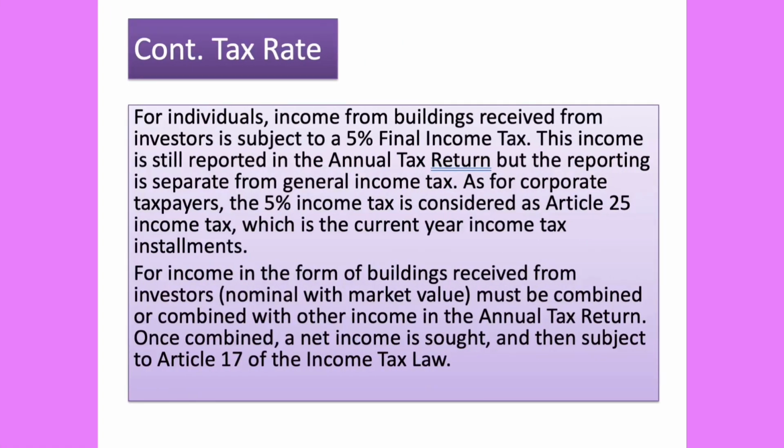Continuing tax rate. For individuals, income from buildings received from the investor is subject to a 5% final income tax. This income is still reported in the annual tax return, but the reporting is separate from the general income tax. As for corporate taxpayers, the 5% income tax is considered as Article 25 income tax, which is the current year income tax installments. Income in the form of buildings received from investors with nominal market value must be combined with other income in the annual tax return. Once combined, a net income is sought and then subject to Article 17 of the Income Tax Law.